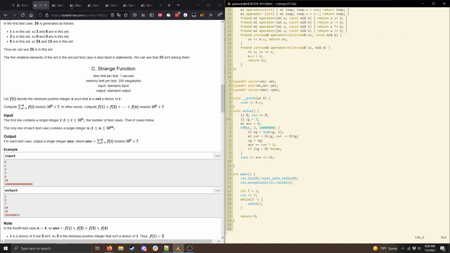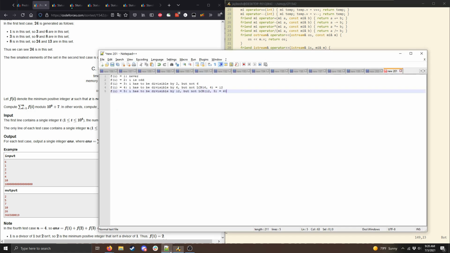Okay, so not sure why I called these variables CG and NG. I think I was going for current GCD and new GCD, but obviously they're LCM, so that was kind of silly. But then essentially what I'm doing here is I'm saying, okay, CG is the LCM of the numbers 1 through I minus 1, and NG is the LCM of 1 through I.